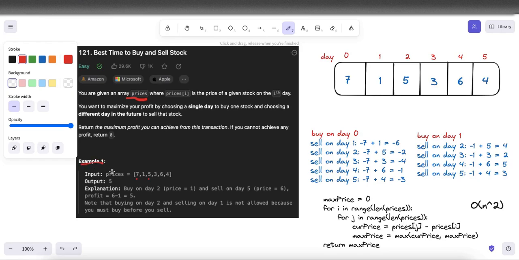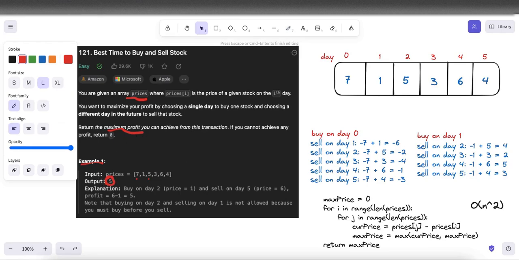And what we want to do in this problem is basically return the maximum profit we can achieve from this stock, knowing that we can only do one transaction, meaning we can only buy the stock once and we can only sell the stock once. In this example, our output is 5.